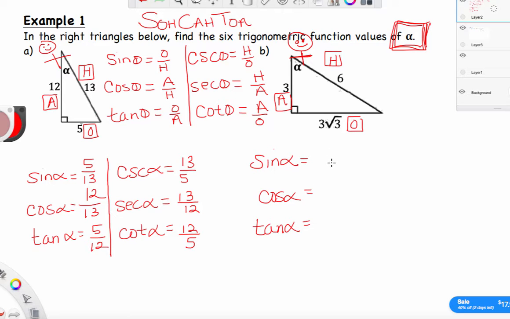Okay, so sine is O over H. So literally in my head, I'm saying the O to myself. And O over H.